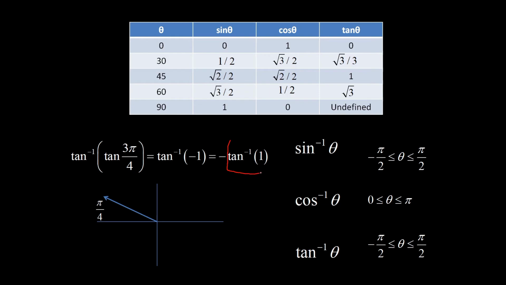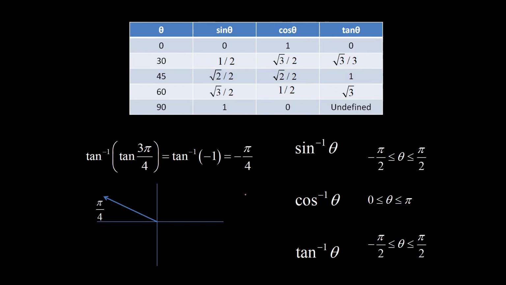And now we can look at our table to see what tangent 1 is. So we'll look for tangent 1. Here it is on our table. And now the inverse tangent will output that angle, 45 degrees, pi over 4. And then our minus sign is still sitting in front. And that's our answer. That is within the domain restriction of the inverse tangent function.